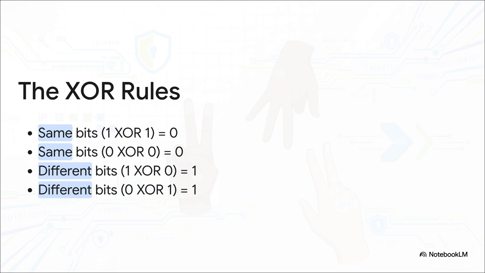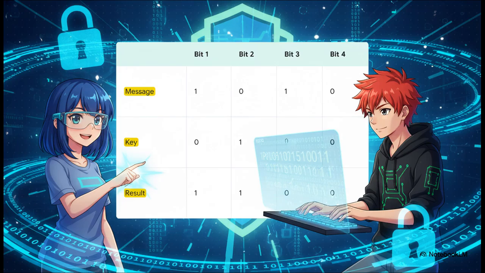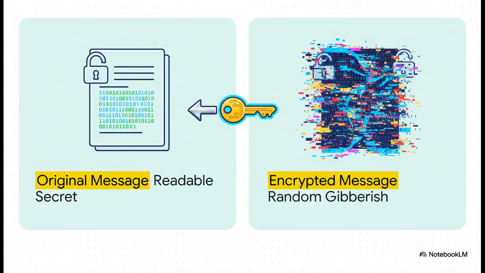That simple logic is behind this incredibly powerful encryption tool. So here's how it works. You take your message in binary, and you have a secret key, also in binary. Then you just apply that XOR rule to each pair of bits, one by one. 1 and 0, they're different, so the result is 1. 0 and 1, different again, so another 1. 1 and 1, they're the same, so the result is 0. You just do this all the way down the line. And what happens? Well, your secret message is now completely unreadable gibberish to anyone who doesn't have that key.